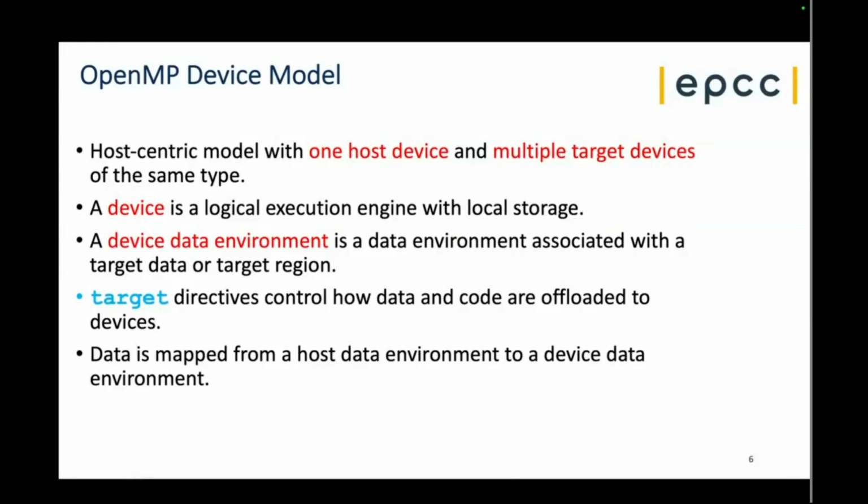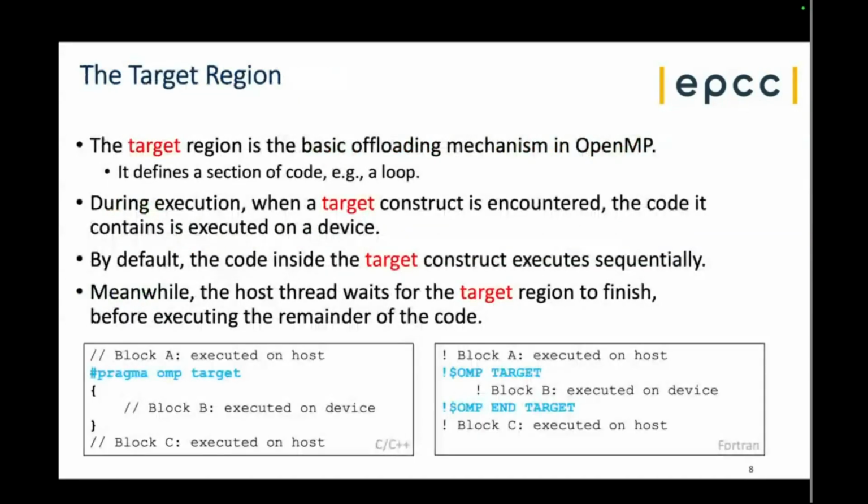When you start your program, you likely have all your data on the CPU and not on the device. So you also need a way to tell OpenMP to transfer or map data which is on your CPU to the target device. So this is an example.